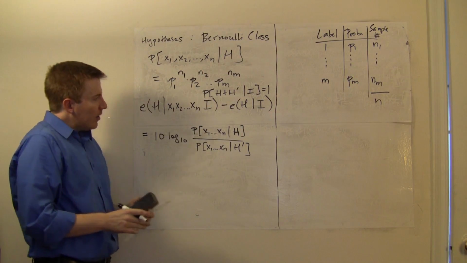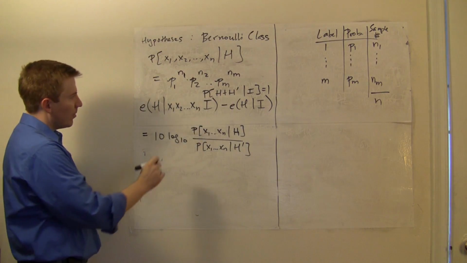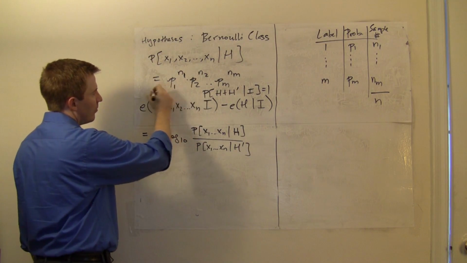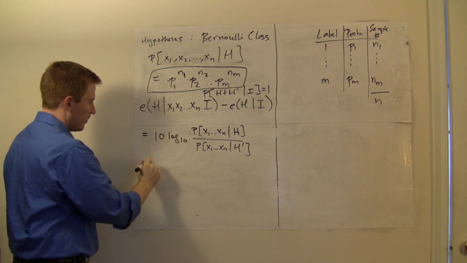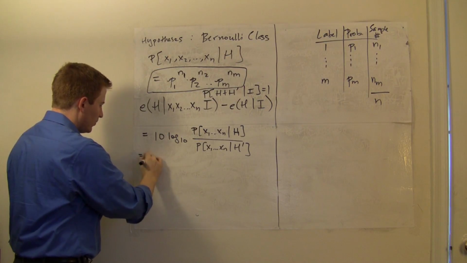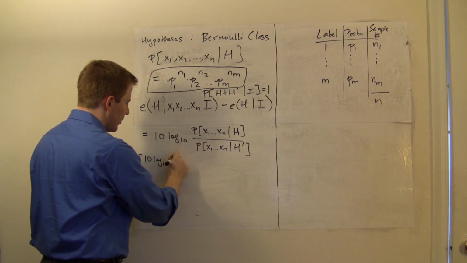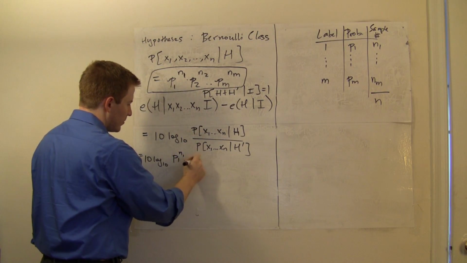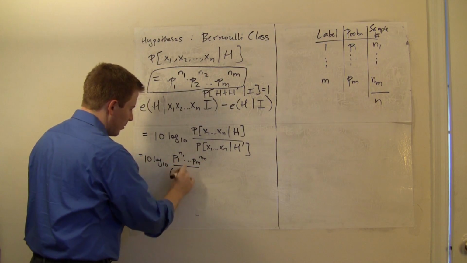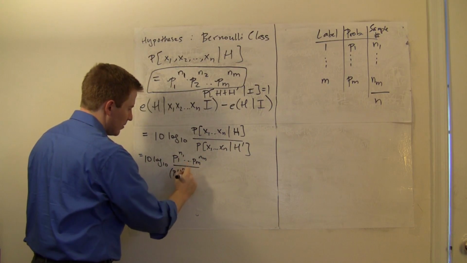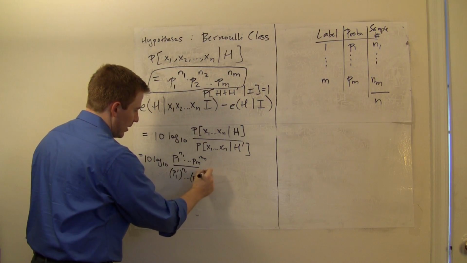Something interesting happens if you actually play that out and look at what happens for probabilities that you can write in this particular way. I'll just do a little bit of this because I think it's cool. Substituting what we have in here, the probability for H is going to be P1 to the N1 up to Pm to the Nm, and P1 prime for the H prime hypothesis to Pm prime to the Nm.